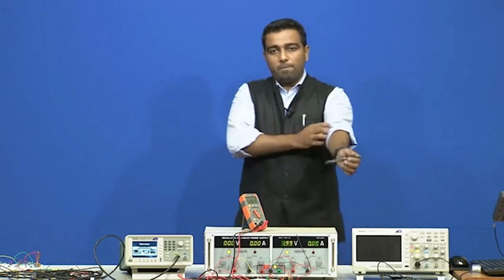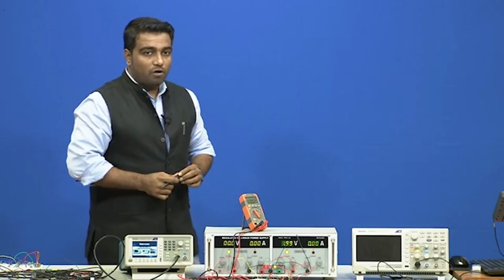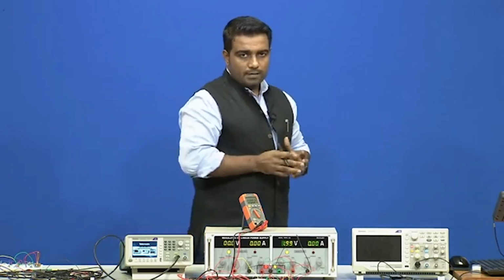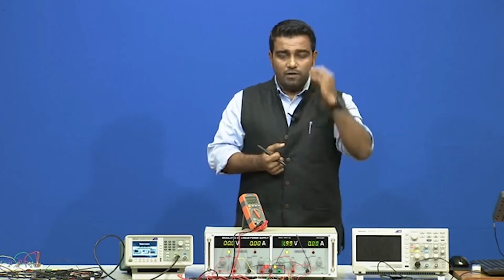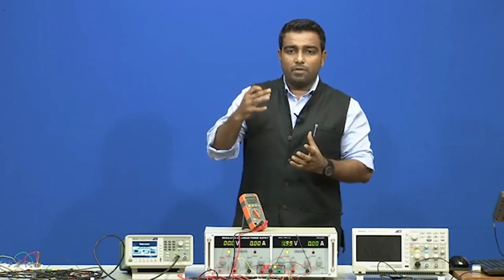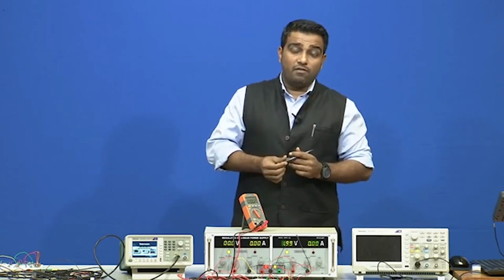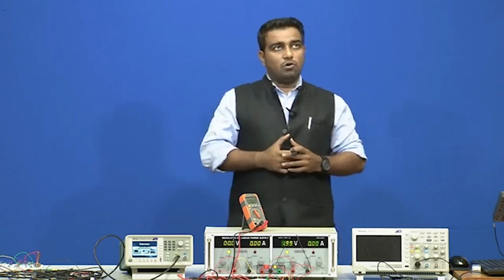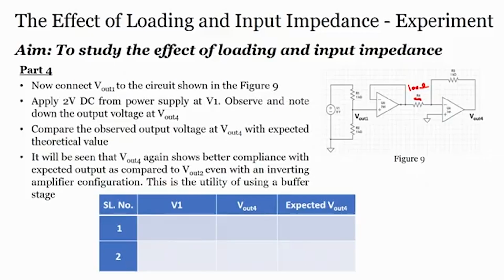Welcome to this module. Like I discussed in the last module, we are looking at the loading effect, and whether using a buffer between the inverting amplifier and a potential divider will remove the loading. So, let us first see the screen. This is part 4 of the same experiment, which is to study the effect of loading and input impedance.